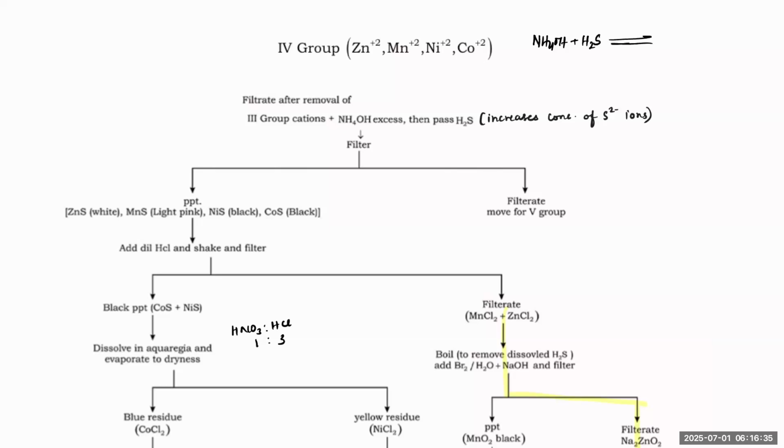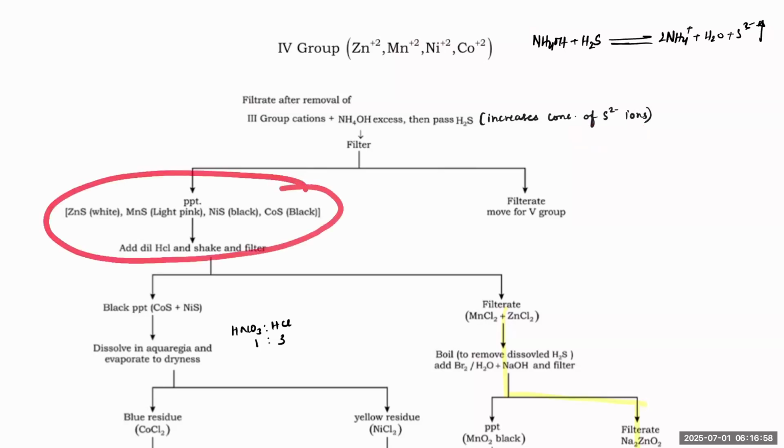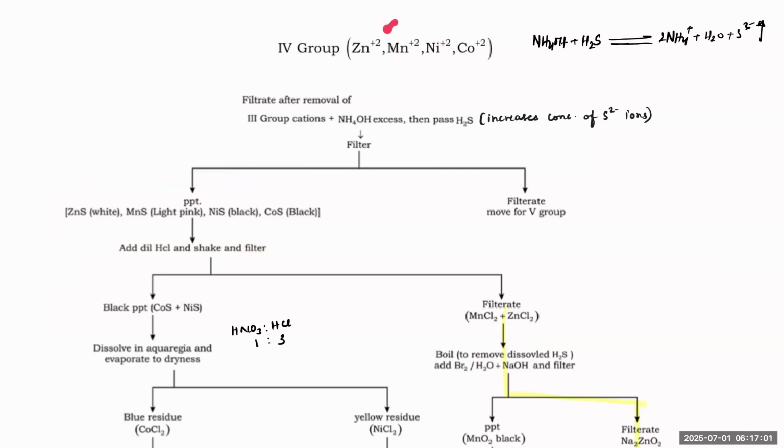So we can expect some amount of ammonium ions plus H2O plus S2 minus, correct? So the S2 minus concentration will increase. This S2 minus concentration will increase as you add more NH4OH. That's why if you have an increased concentration of S2 minus and then you are noticing a PPT, that means it has to be either zinc, manganese, nickel, or cobalt. Got it? And what are the colors? White PPT, pink, yellow, pink, light pink, black, and black.